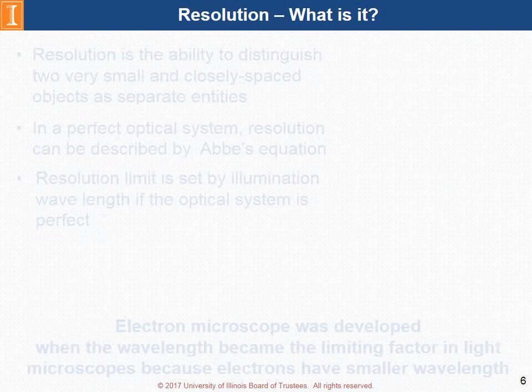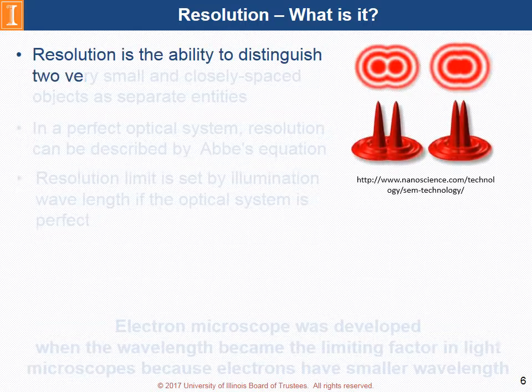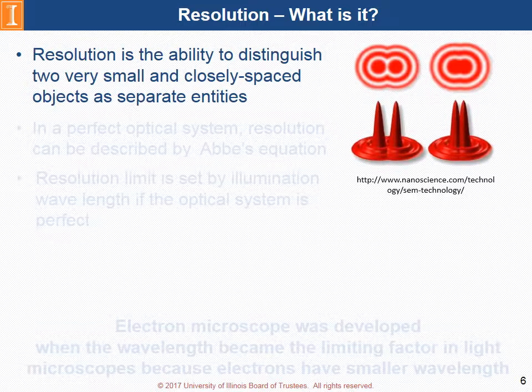As previously mentioned, SEM has much higher resolution than optical microscope. So what is the resolution in a microscope? Resolution is the ability to distinguish two very small and closely spaced objects as separate entities.